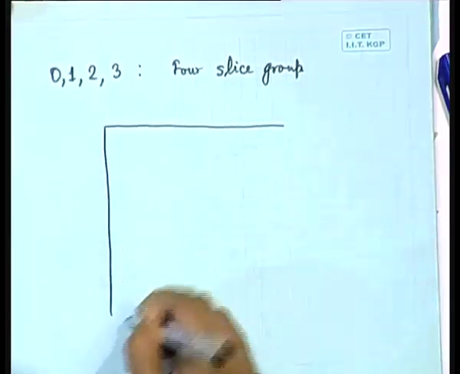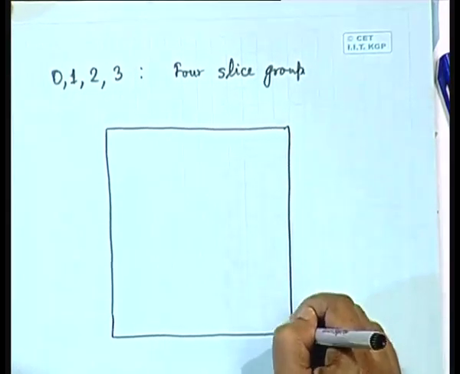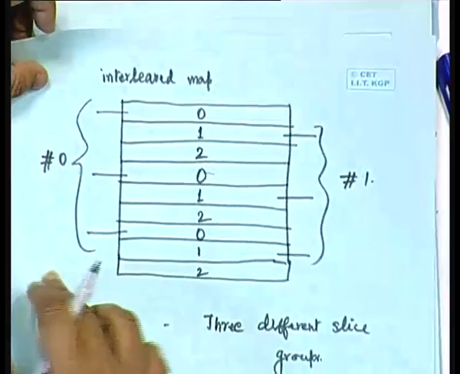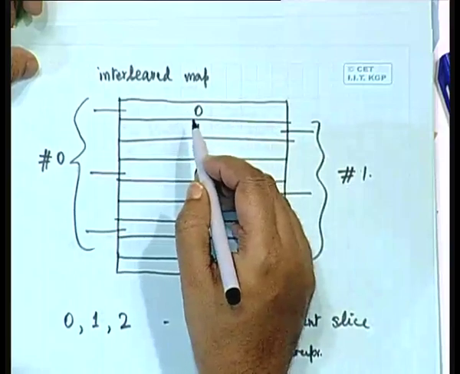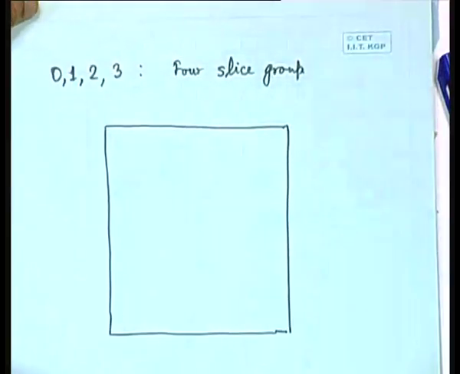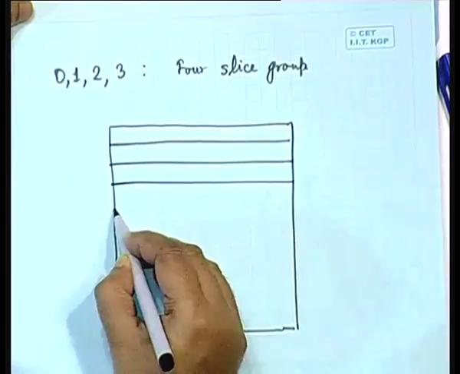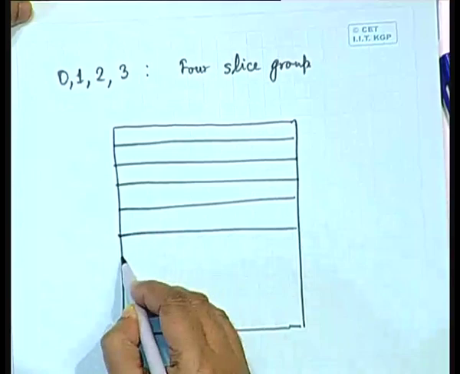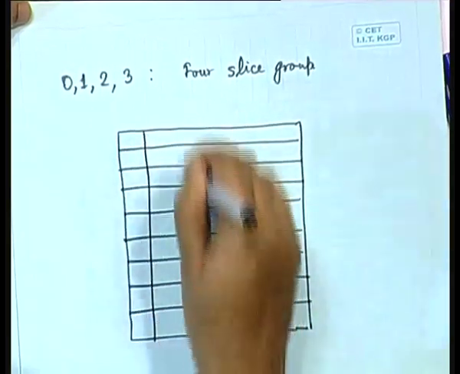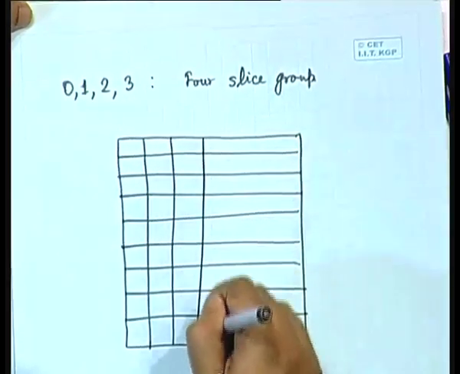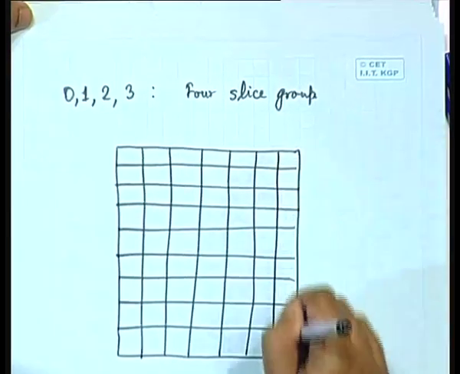We can take a frame, and a slice need not be formed for the entire row of macro blocks. In this case, we have formed an entire row of macro blocks, but we can as well form slice groups like this. Say we make some horizontal grouping of macro blocks, and also some vertical grouping of macro blocks. These are not pixel groupings, these are macro block groupings.